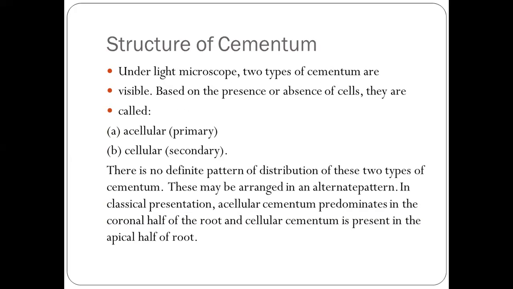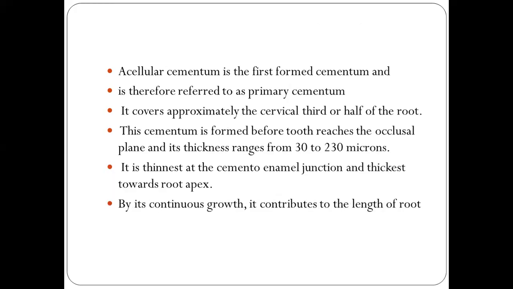Structure of cementum. Under the light microscope, two types of cementum are visible based on the presence or absence of cells. They are called acellular cementum and cellular cementum. There is no definite pattern of distribution of the two types of cementum. These may be arranged in an alternate pattern. In the classical pattern, acellular cementum is predominant in the coronal half of the root and cellular cementum is present in the apical half of the root.